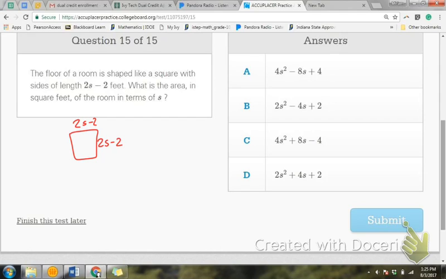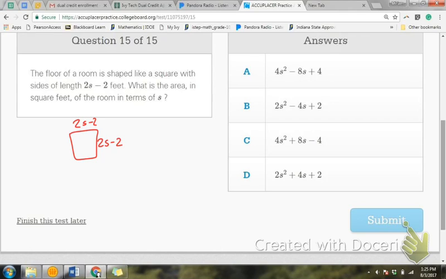Let me see your answer choice when you get it on your board. A, B, C, or D. Great. Erase and put your board up, please. Good. Erase and try it again.